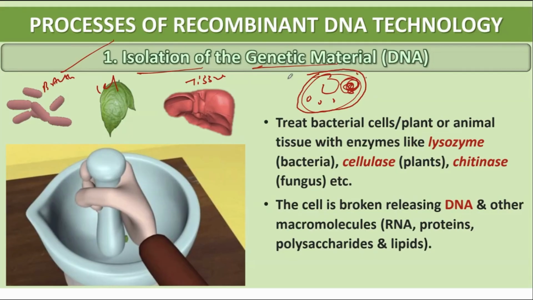We need to break open the cell wall, and then, apart from all the macromolecules, RNA, DNA, protein, we just have to isolate the DNA. So this is the target that we have to isolate. There's the DNA, and the rest of them, as for us, is basically contaminant.